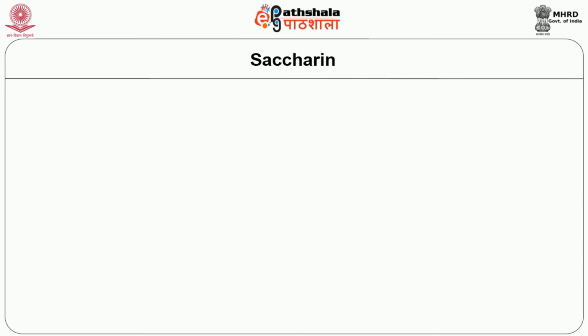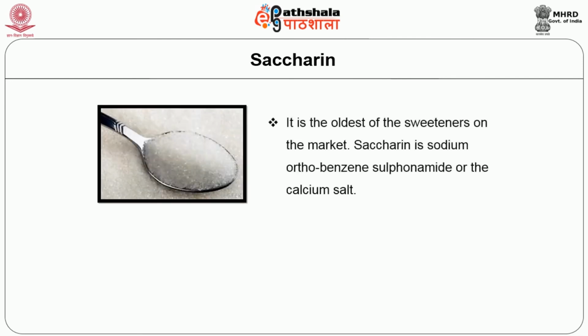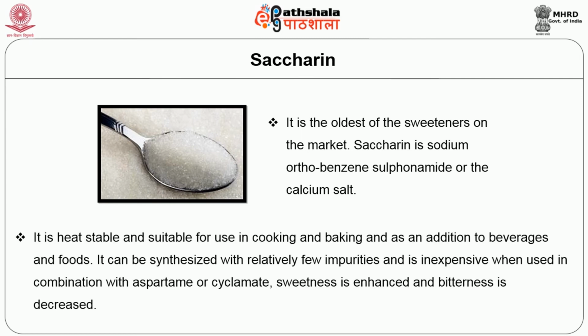Now, when we look into the next non-nutritive sweetener, which is the saccharin. Saccharin is the oldest of all the sweeteners in the market, and saccharin is sodium orthobenzene sulfonamide or the calcium salt. It is heat stable and suitable for use in cooking and as well in baking, and also as an addition to beverages and foods.